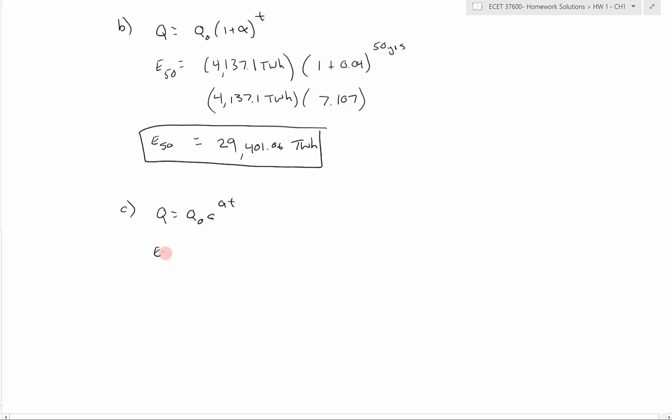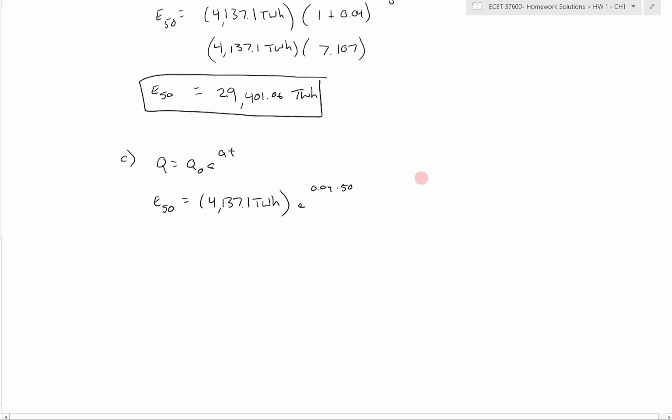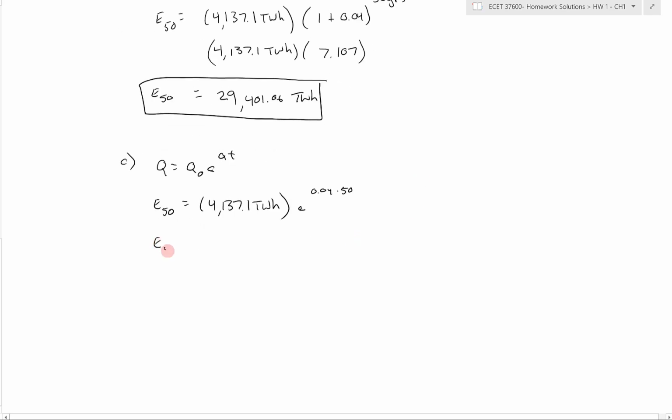If we were to apply that to this equation, E50 again is 4,137.1 terawatt hours, e to the 0.04 times 50 years. And throw that in your handy dandy TI-89 calculator, and you're going to get 30,569.3 terawatt hours as the amount of energy in year 50.